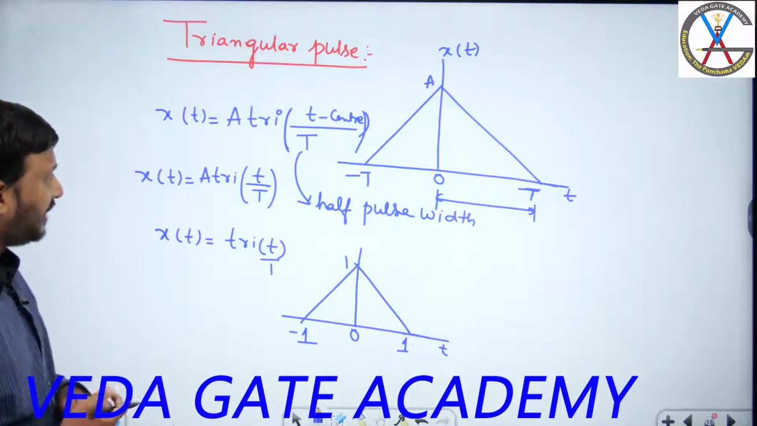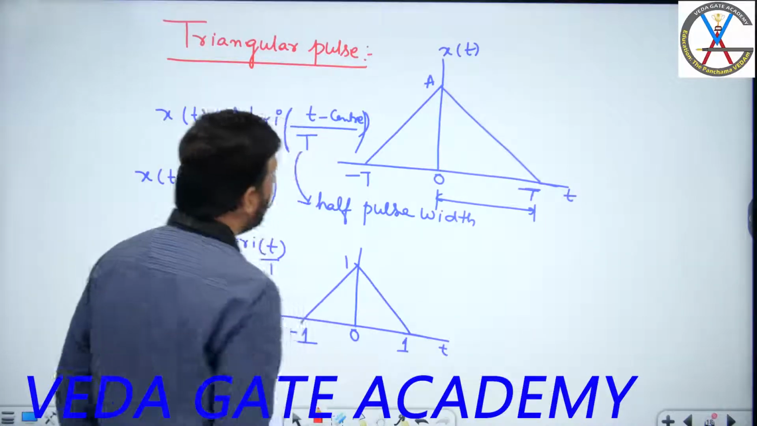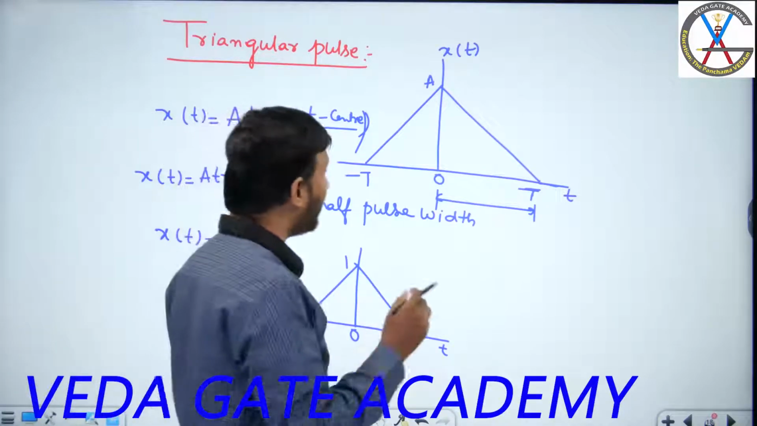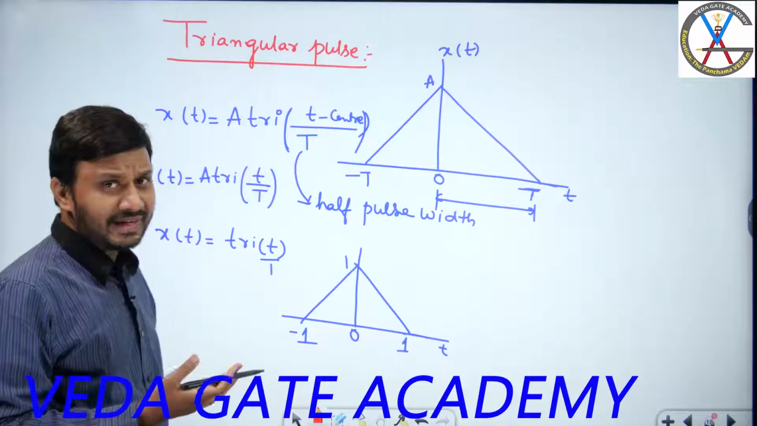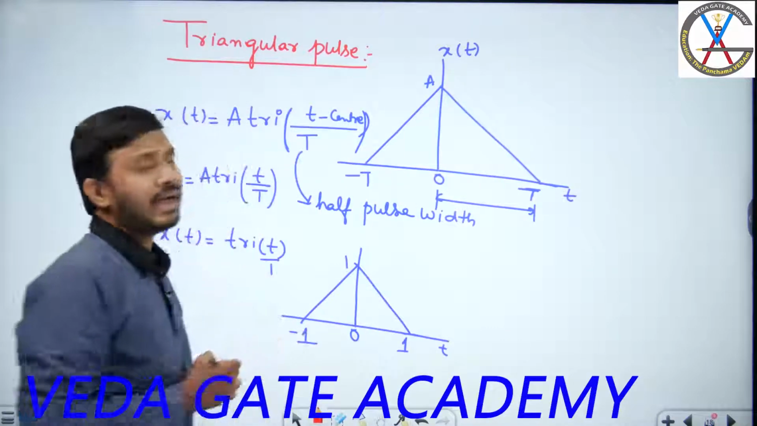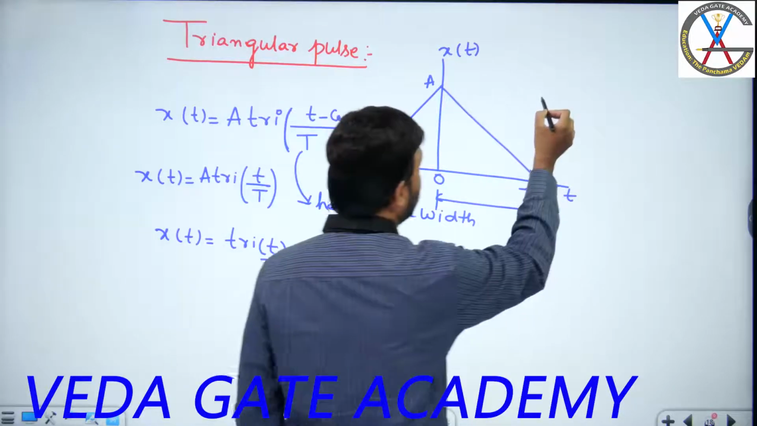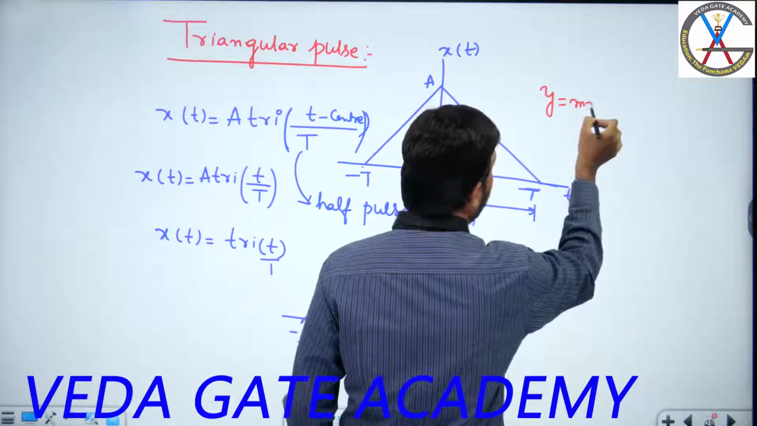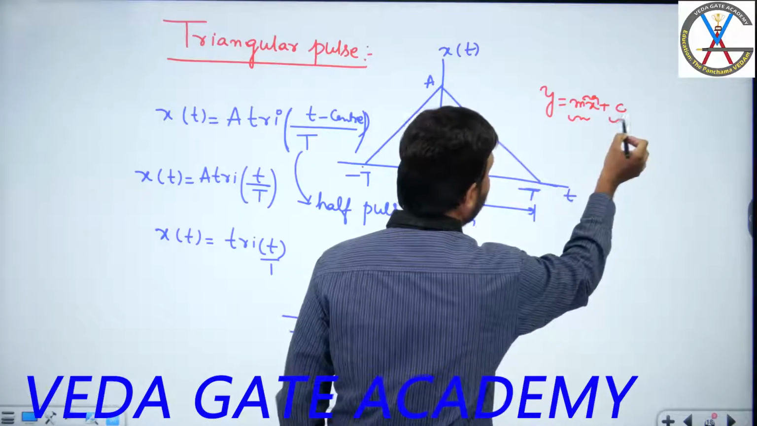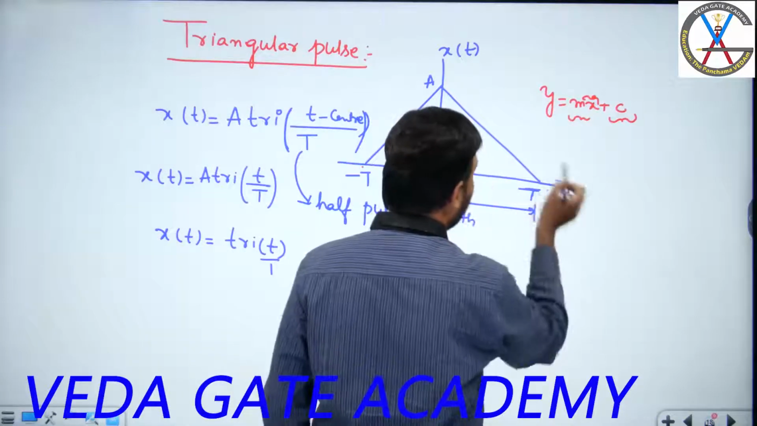Now there is one more representation here. For that, if I ask you what is the equation of this line, see many times in the signals subject you are asked to calculate what is the equation of these lines, this line or this line. Now how are you going to calculate? This is in the form of y is equal to mx plus c, where m is the slope, x is the horizontal axis, and c is the intercept on the vertical axis, right? So x is the independent variable, y is the dependent variable.